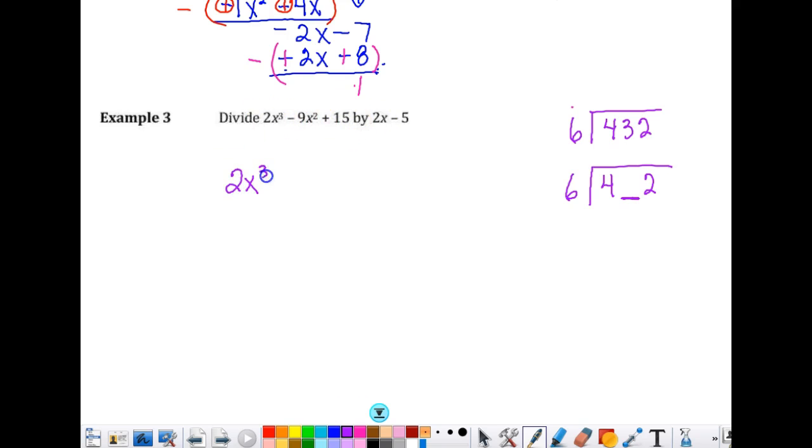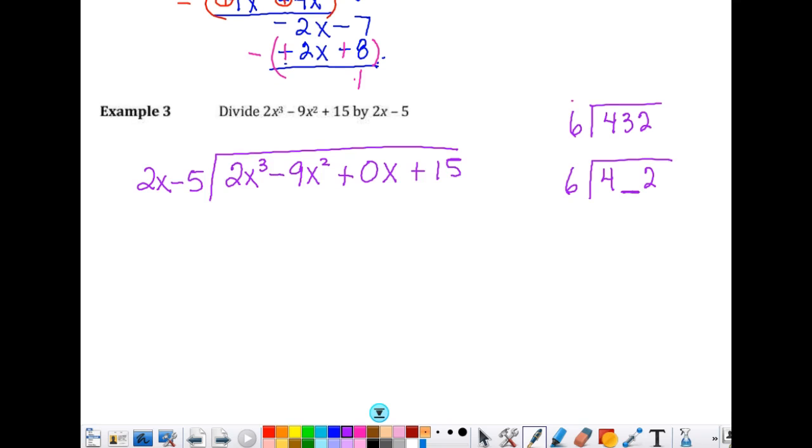We say 2x to the third minus 9x squared plus 0x. We don't have any x's, do we? Okay? Plus 15, divided by 2x minus 5. So on your homework, there's one like that and I'll tell you which one it is, okay? But after that, you kind of got to start looking for it yourself.